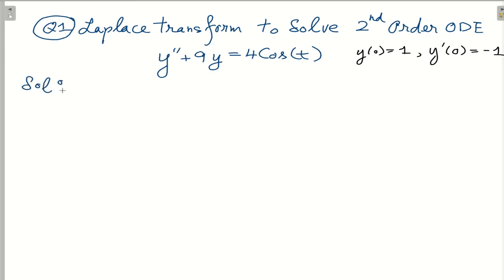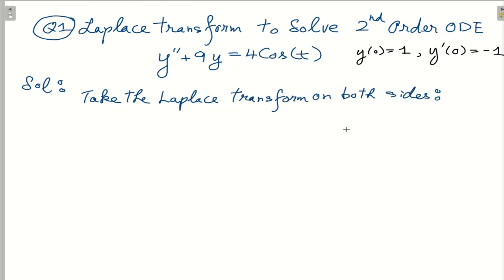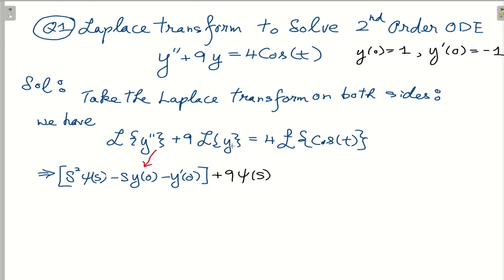So first of all, we take the Laplace transform on both sides. We have the Laplace transform of y double dash plus 9 Laplace transform of y equal to 4 Laplace transform of cosine t. And the Laplace transform of y double dash is equal to s squared times the function of s minus s y(0) minus y dash (0). So this term is coming down to this term. And the Laplace transform of y is equal to a function of s, and the 9 is in front of it. So this term is coming down to this term.